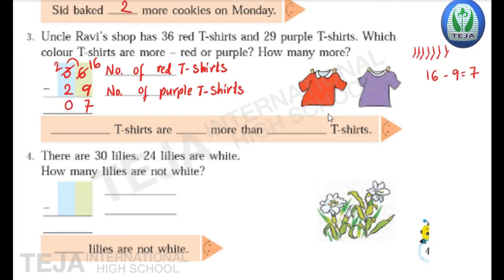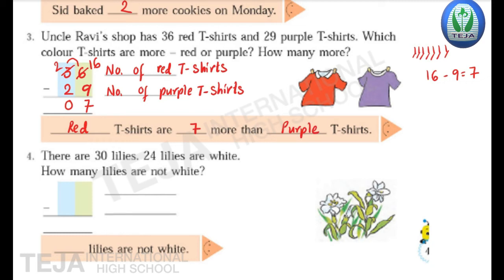So how many red t-shirts are more than purple t-shirts? It's 7. So here the answer is dash t-shirts are dash more than dash t-shirts. That is, red t-shirts are 7 more than purple t-shirts. Okay, that is the answer. Red t-shirts are 7 more than purple t-shirts. Okay, children.